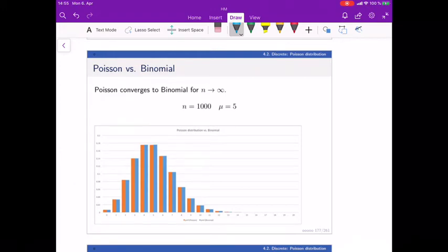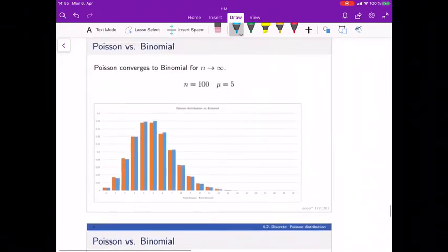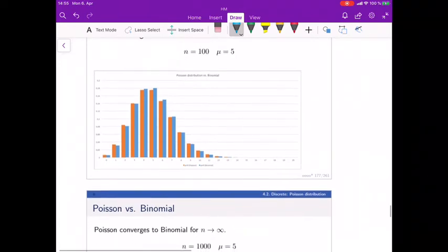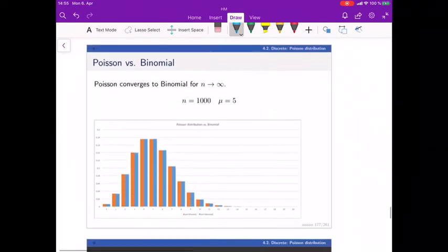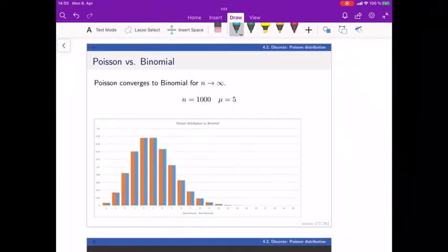100 was already quite good. So if we're in the order of magnitude around 100 to 1,000, we can definitely use Poisson. Maybe even before. It always depends on how accurate you want to be.